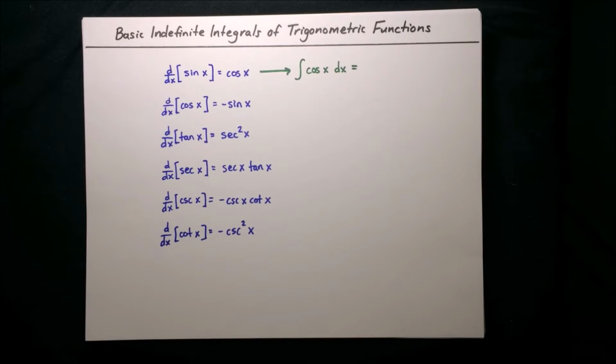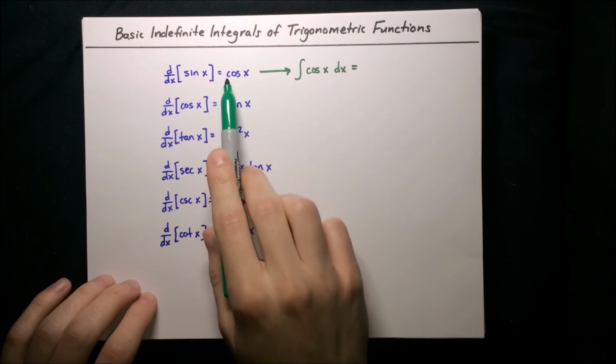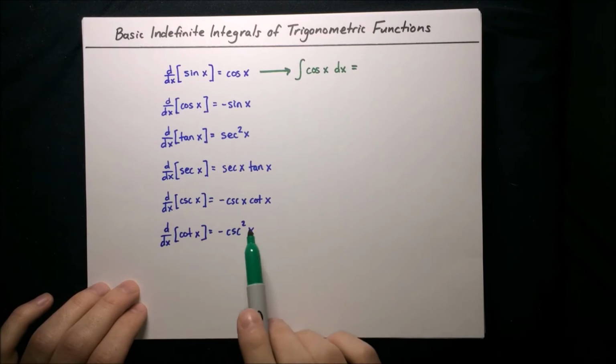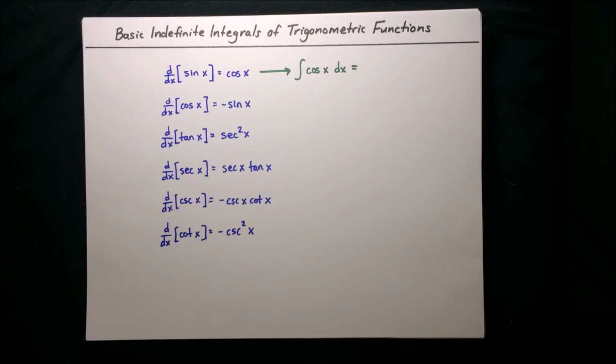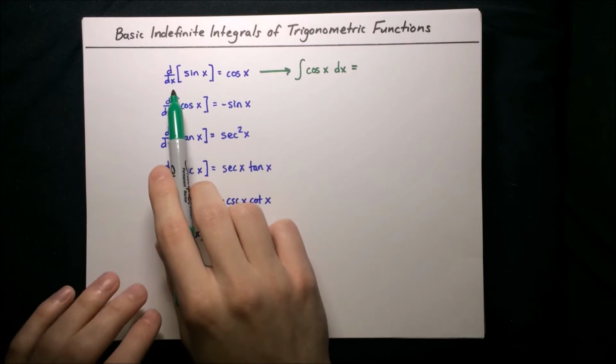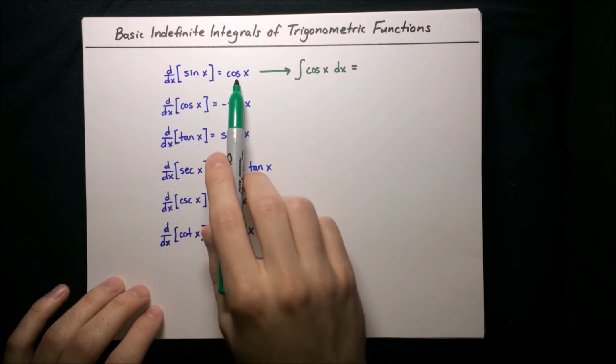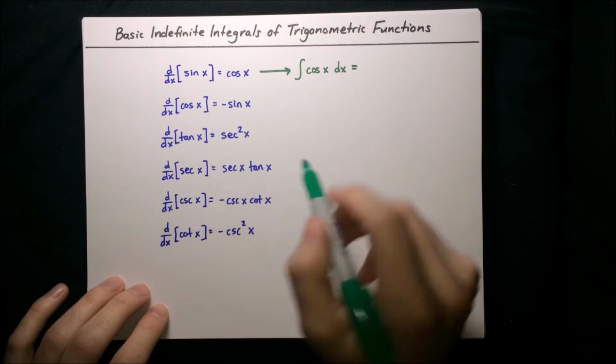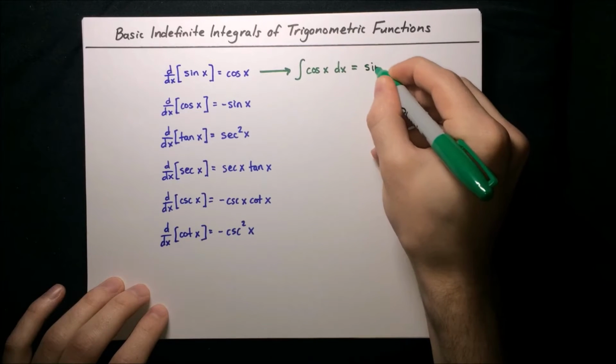In this video, I'm going to show you how to compute basic indefinite integrals of trigonometric functions. We've got all the derivative rules for the 6 trig functions written down here, and we'll use these rules to come up with integral rules for these trig functions. So starting with the derivative of sine is cosine, if we reverse that, then we know that the integral of cosine is just sine.